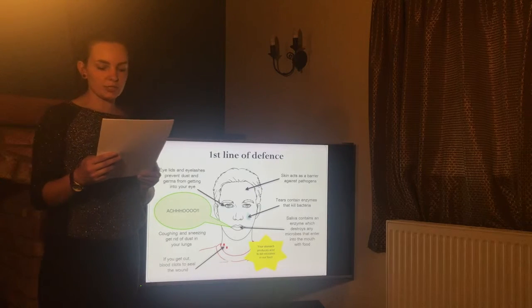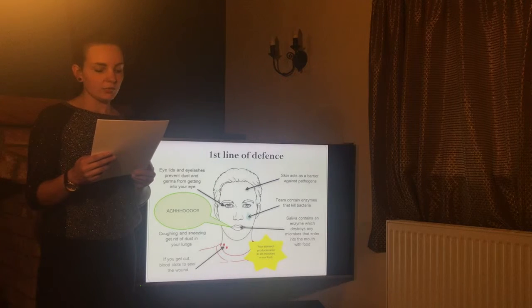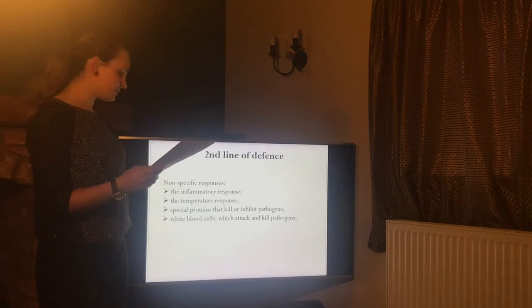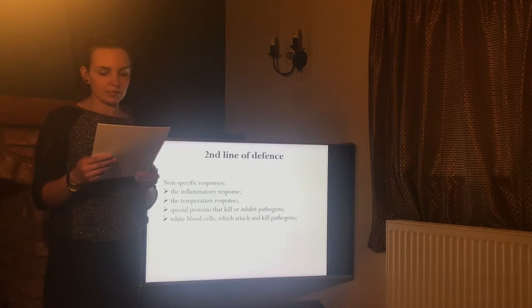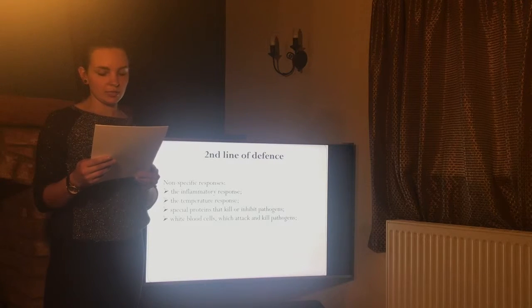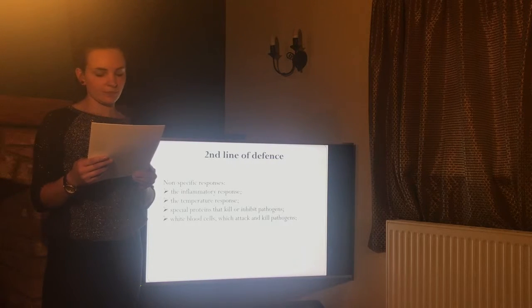Nonetheless, on occasion they are penetrated. In the situation when a foreign body reaches deeper tissue, a second line of non-specific defenses takes over. When the body is invaded, 4 important non-specific defenses take action: the inflammatory response, the temperature response, special proteins that kill or inhibit pathogens, and white blood cells which attack and kill pathogens.